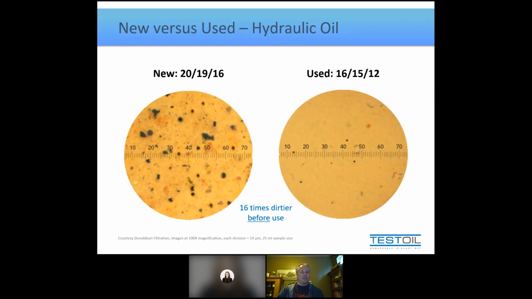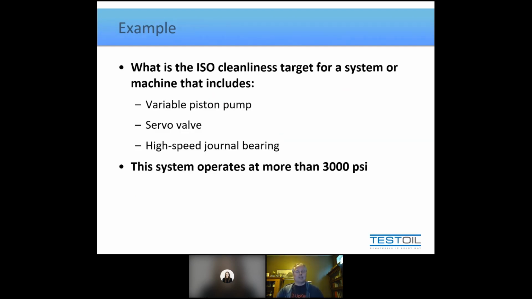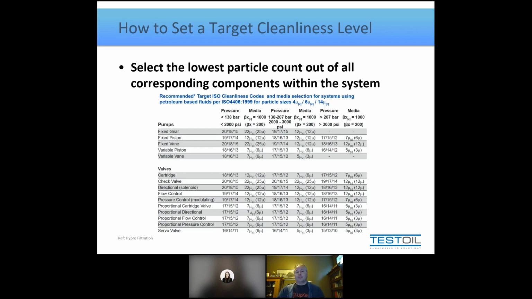So let me give you a hypothetical system that we'll use as the example to round off the presentation. We're going to consider a system that uses a variable piston pump. It has a servo valve in there, and we're lubricating some journal bearings. So you see all that's listed on the slide here. One other variable we need is it's going to operate at over 3,000 psi. So from this much information, we can use tables like this one. I've reproduced this from Hypro filtration, and one of the reasons I like Hypro's chart is it has filter information on it. So you'll see how that comes into play in a little bit. So how do we do this?